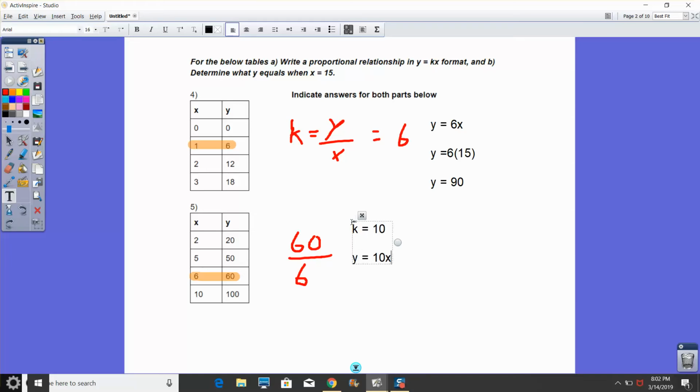And then once again, what do we determine here? We have to determine what y equals when x is 15. So it would be 10 times 15, which means y equals 150, which makes sense. So that takes care of number 4 and number 5.